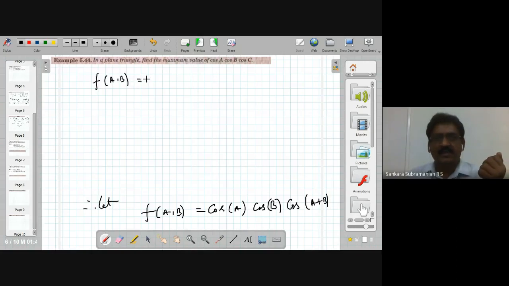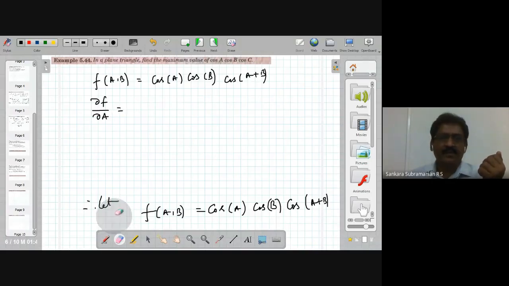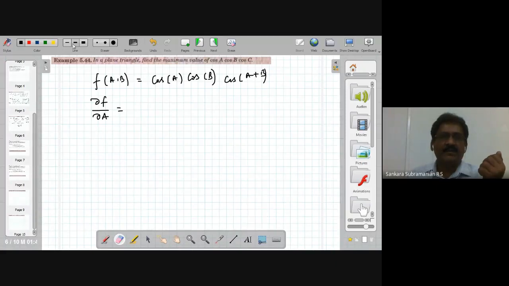f of A comma B equals cos of angle A, cos of angle B, into cos of angle A plus B, right? Dou f by dou A is to be found out. How do we find it? While you are differentiating a function with respect to one variable, here A and B are the two variables, you must treat the other variable as a constant.